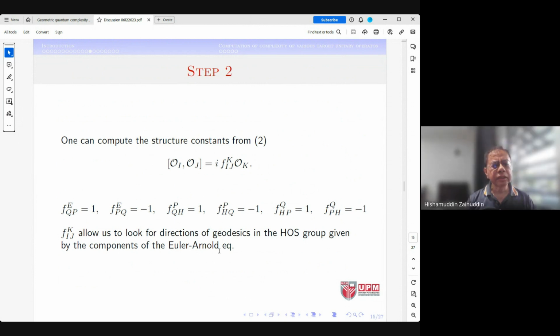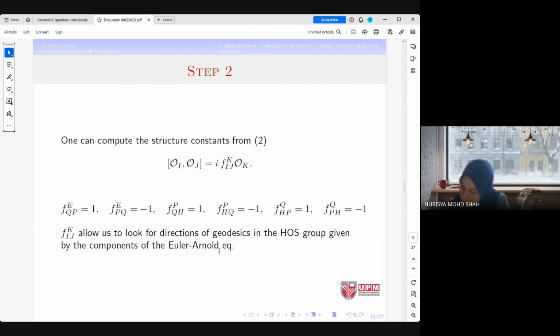If I'm not mistaken, the Euler-Arnold equation appears in fluid mechanics. Fluid mechanics.